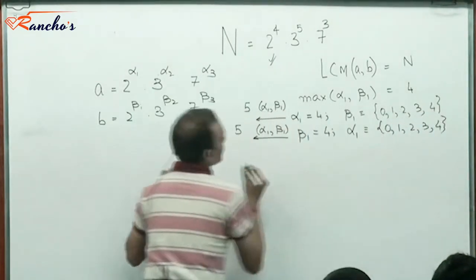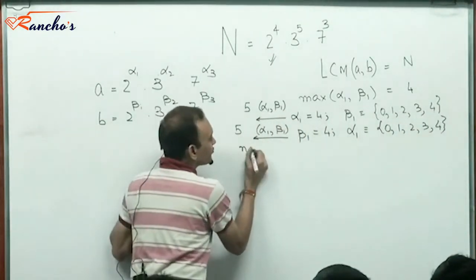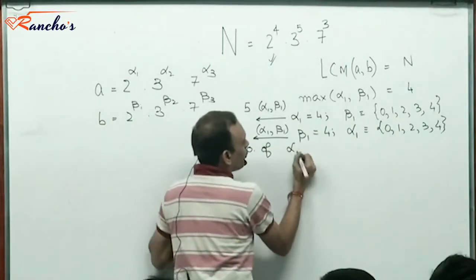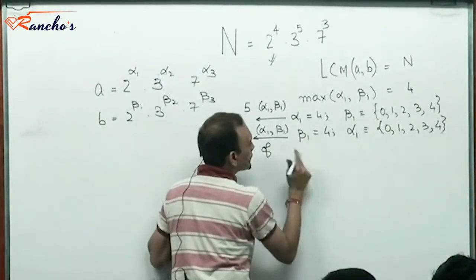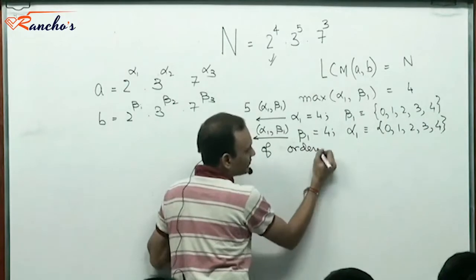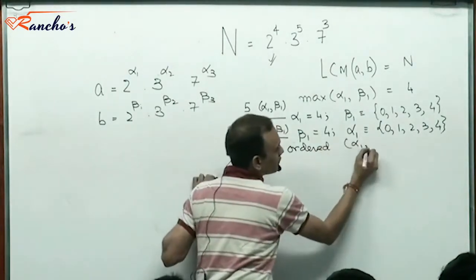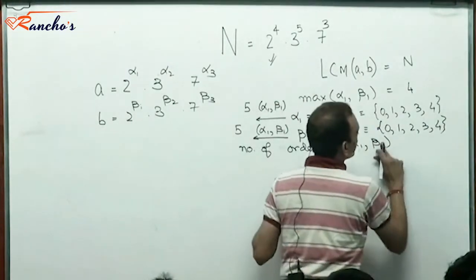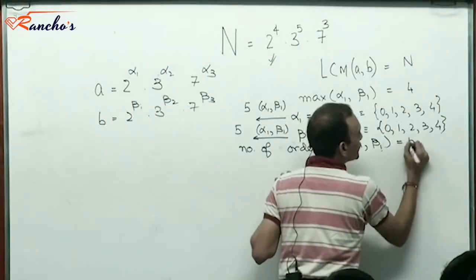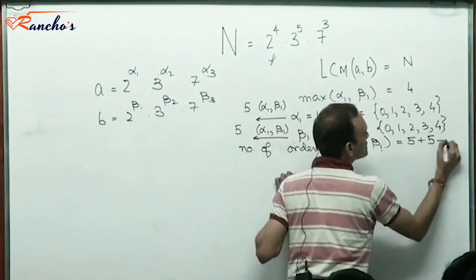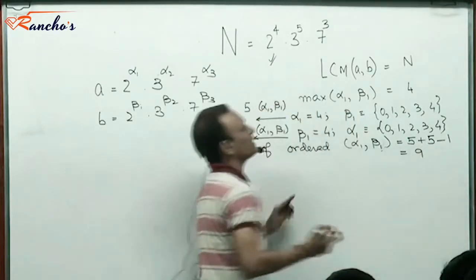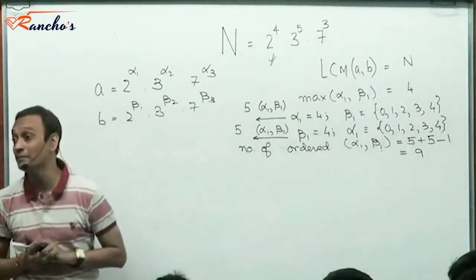So then the number of ordered alpha 1, beta 1 is 5 plus 5 minus 1. That means 9 pairs of ordered alpha 1, beta 1 can be selected.